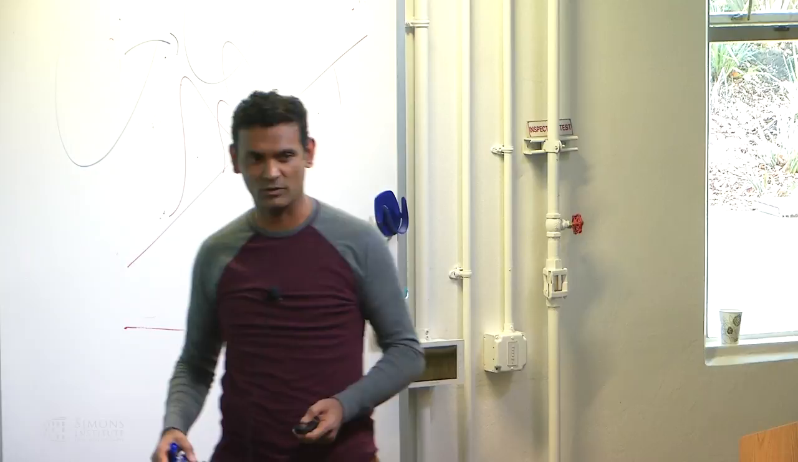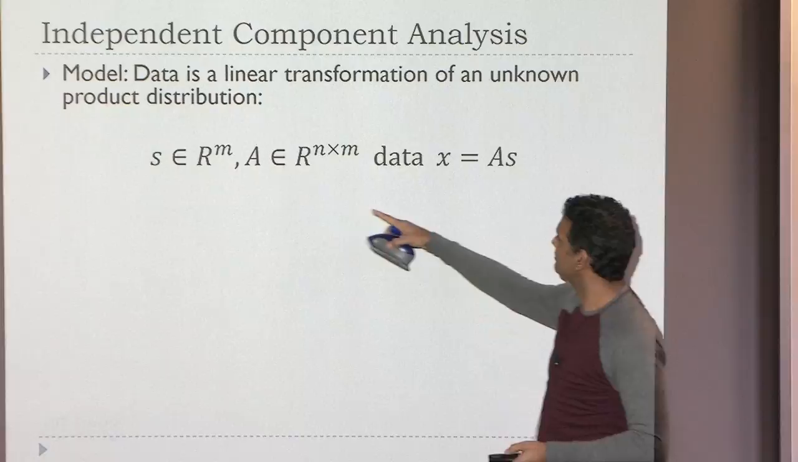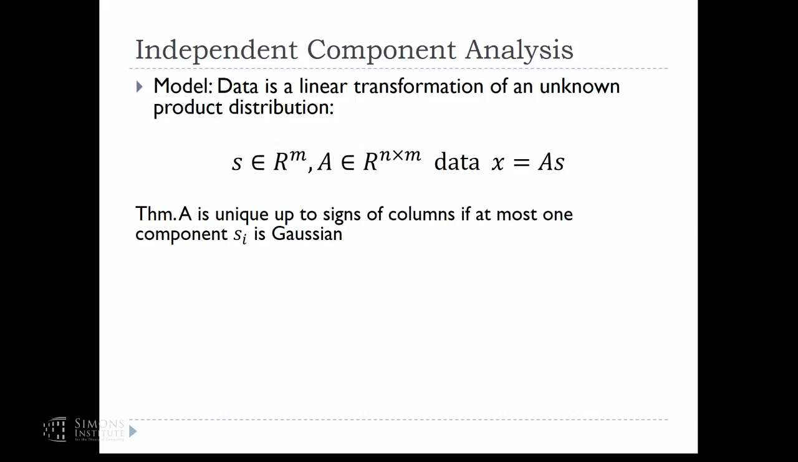Okay. So this is the problem. There is your original data, S, in some space. Then there is this matrix A, possibly mapping to a different space, and you're seeing this data, X. And the components of S are generated independently. So the theorem for identifiability is that this transformation is unique up to signs of the columns. If you negate the entire column, you can't tell anything. As long as at most one of these components is Gaussian.